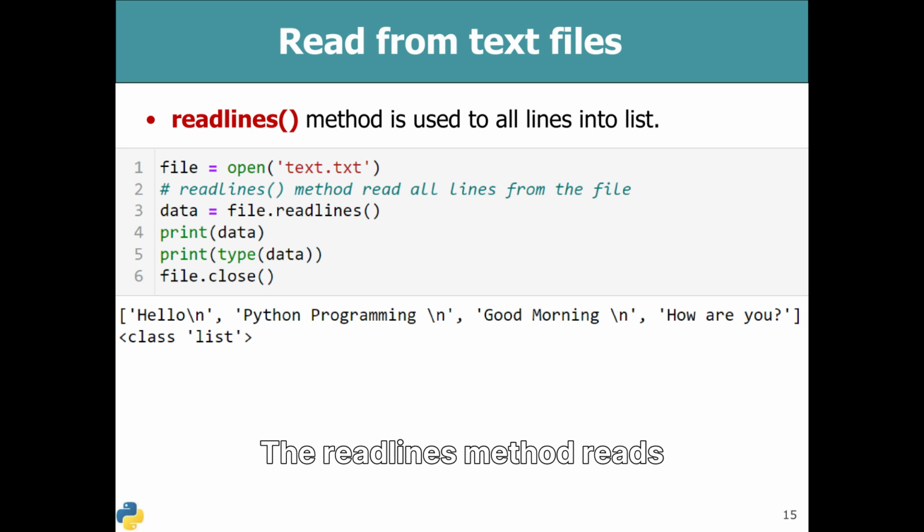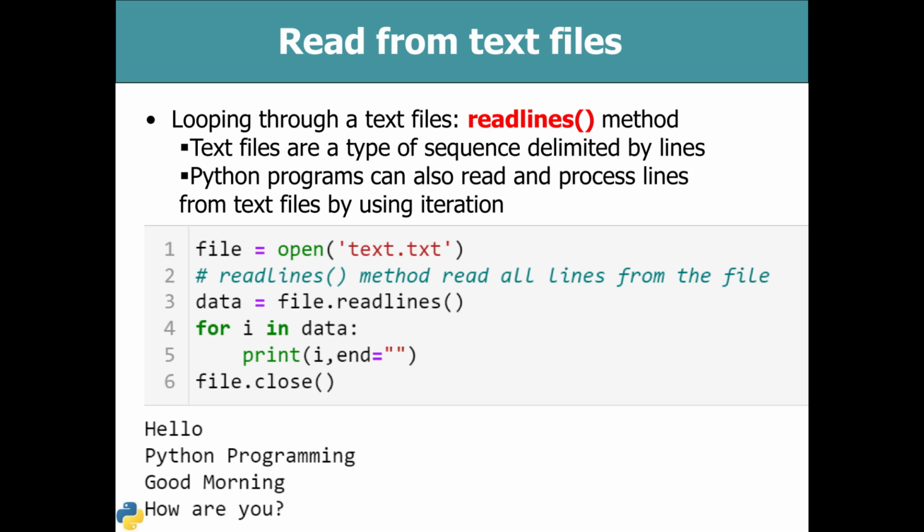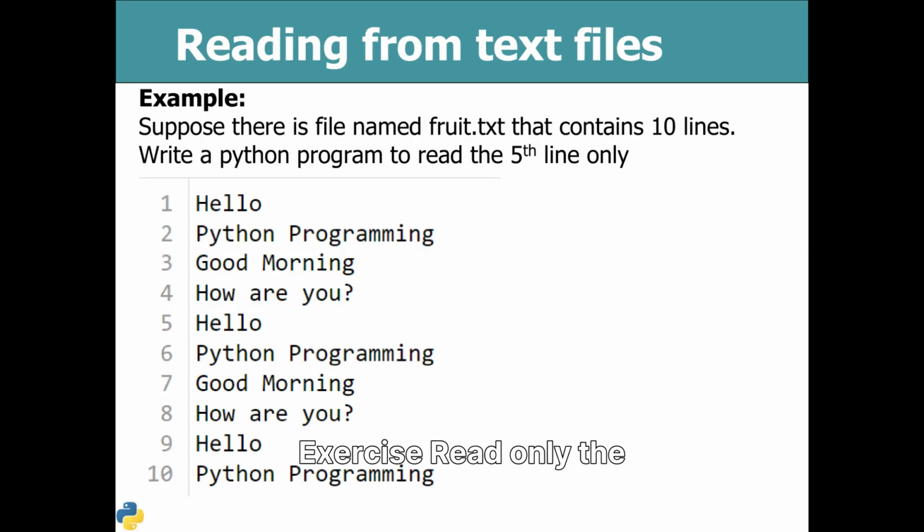The readlines method reads all lines into a list of strings, each including newline characters. This is useful for processing lines individually. Iterating through a file with a for loop is memory efficient for large files, reading one line at a time for processing. Exercise: read only the 5th line from a 10-line fruit.txt file.